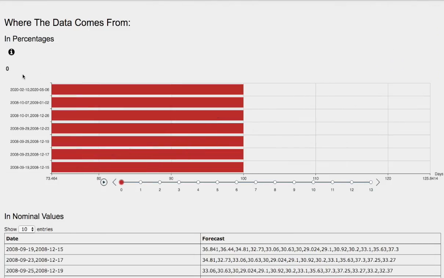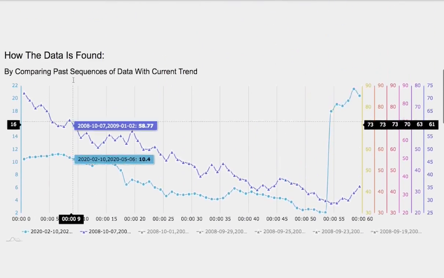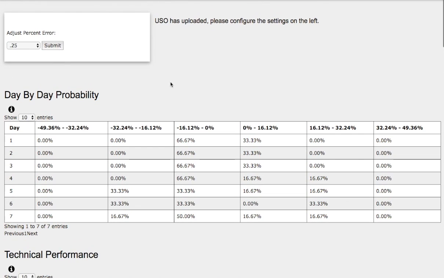Now let's examine the day-by-day probability model. Again, these models are now available in the link below, so do check it out. So as the days progress to the 7th day, we have a 17% chance for WTI crude oil to climb higher between 0 to 16%. On the extreme case, we have a 17% chance for WTI crude oil to climb between 16 to 32%. On the other hand, we have a 50% chance for WTI crude oil to fall between 0 and negative 16%. And on the other hand, extreme case, we have a 17% chance for WTI crude oil to fall between negative 16% to negative 32%.